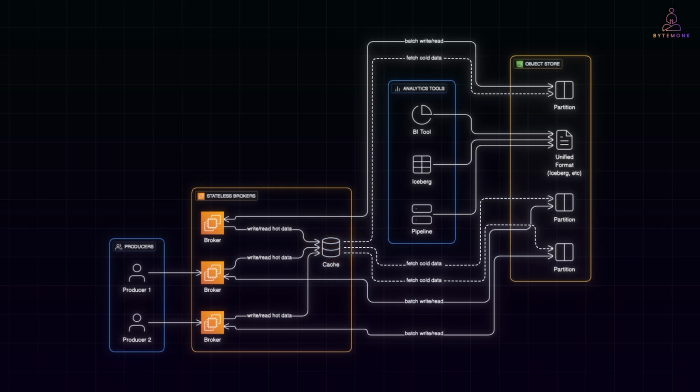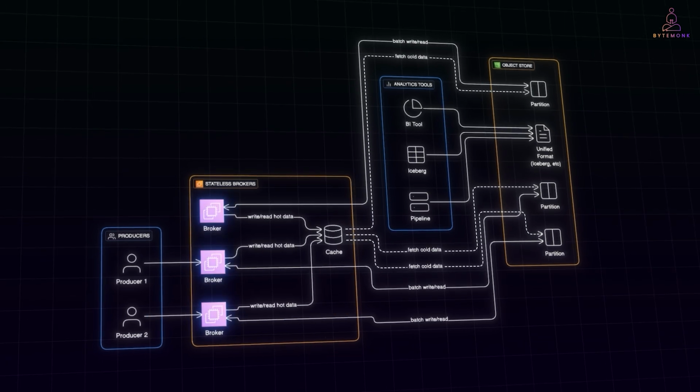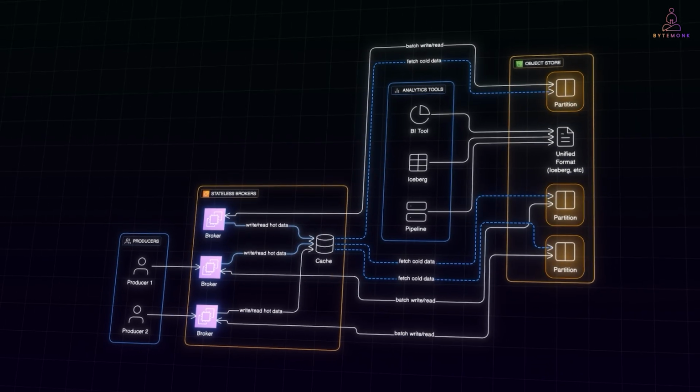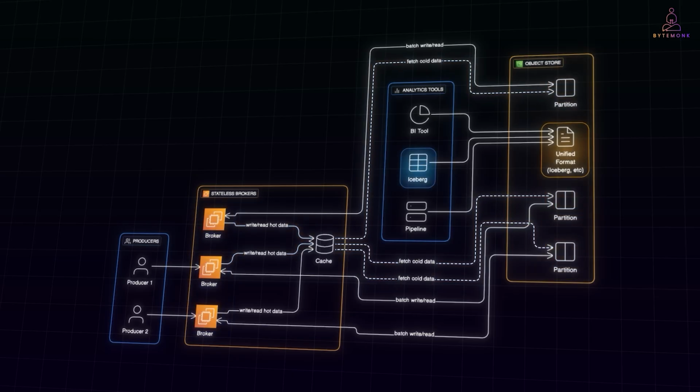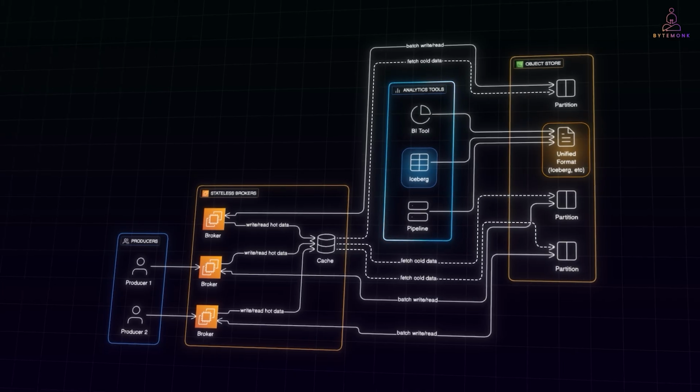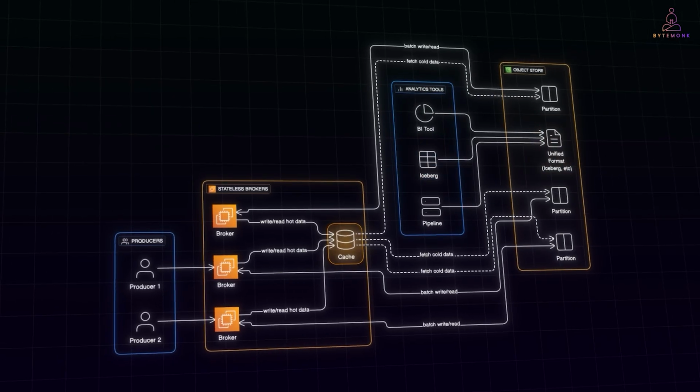Replica-led reads make data access faster. The same broker serving a partition can fetch data directly from cache or the object store with fewer network hops. A unified data format keeps everything compatible with existing tools, like Iceberg and analytics pipelines. Caching for hot data ensures recent messages are served instantly, while older ones are fetched from the object store when needed. And with stateless brokers, scaling becomes simple. Spin up or replace a broker anytime without moving data around.